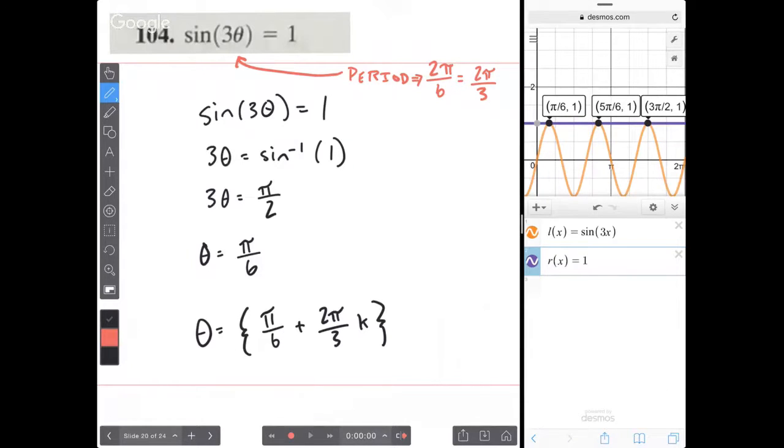I'd be happy to do a secant or cosecant problem. Should we do one of those? Are we done with 104? Okay, doke.